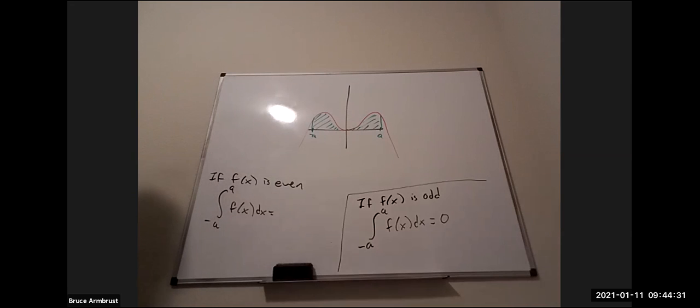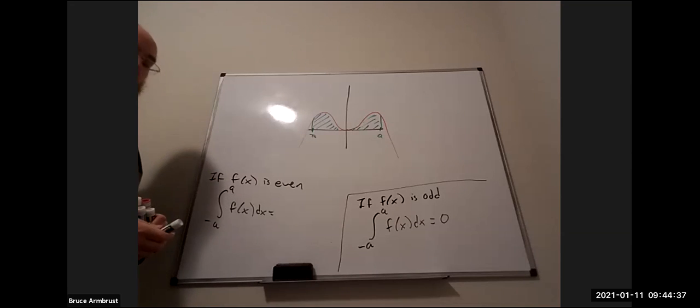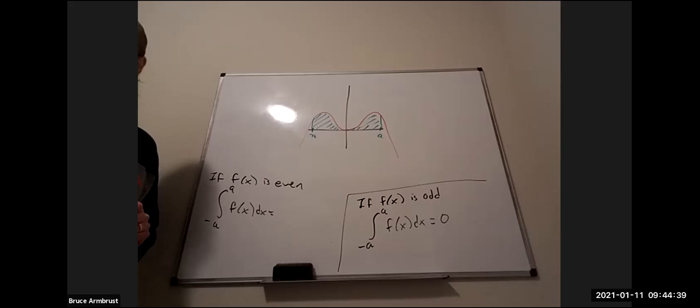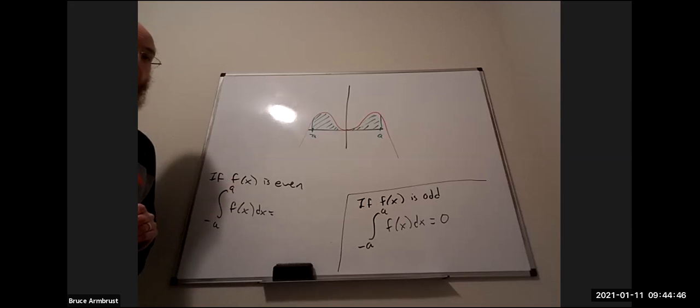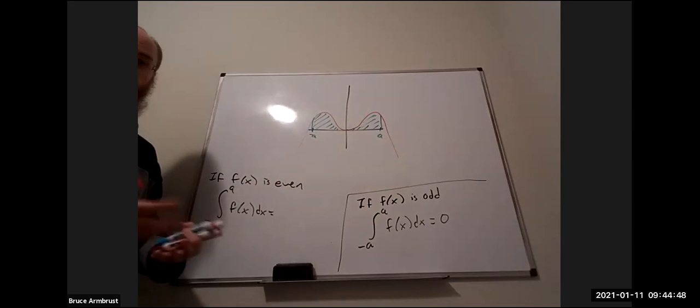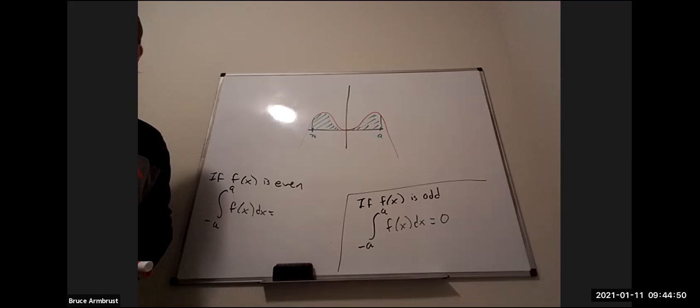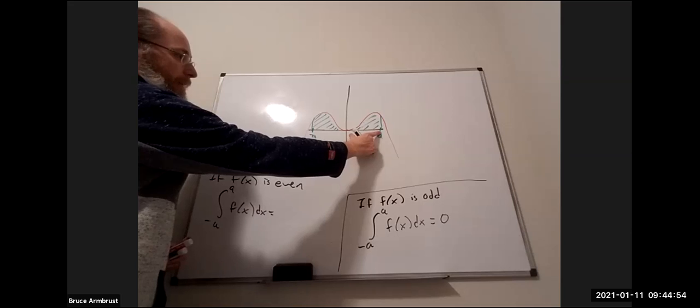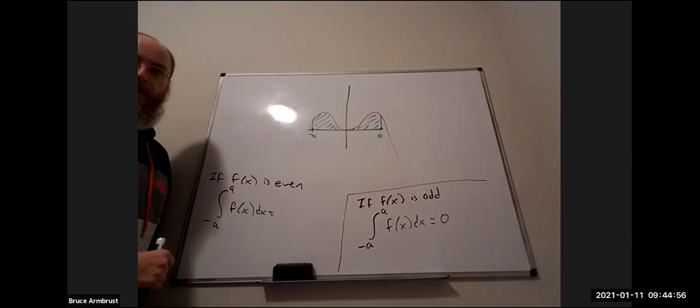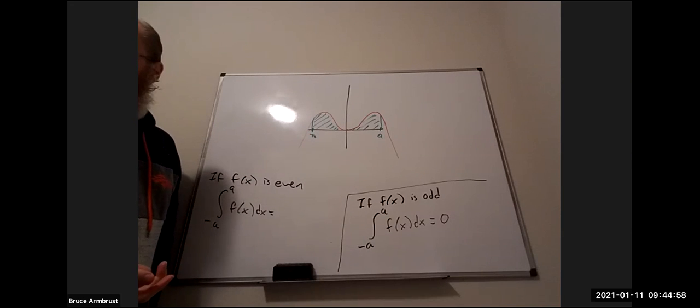What do you notice about this one? Well, they don't cancel each other out now, right? Like these are both going to be positive. They're both going to give us positive numbers. But if you look at the bit on the right versus the bit on the left, they're exactly the same, right?